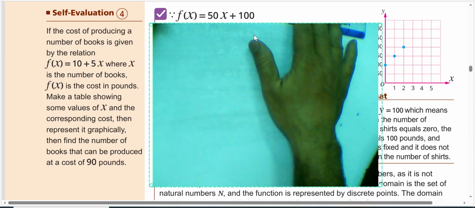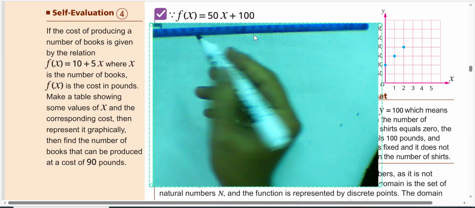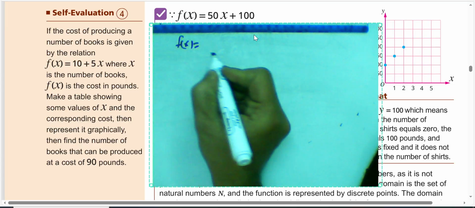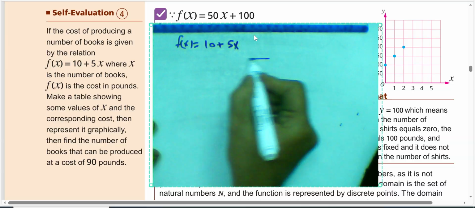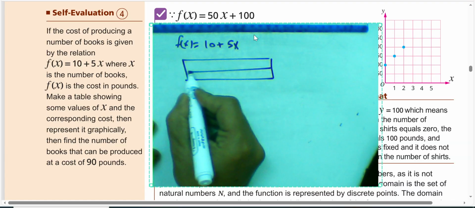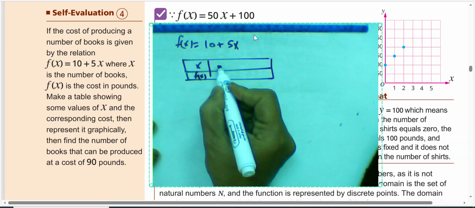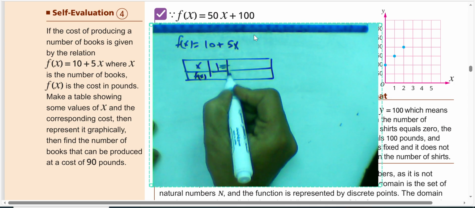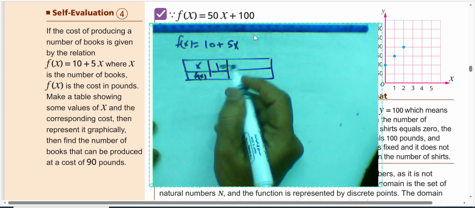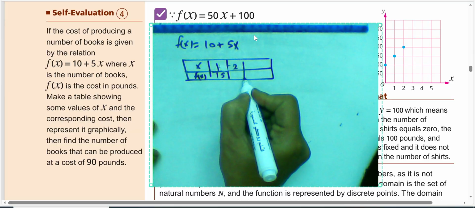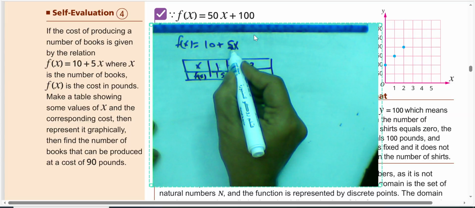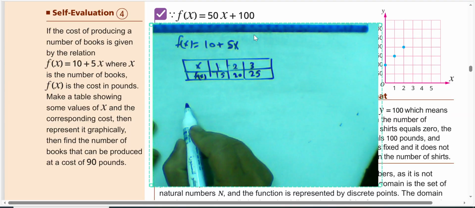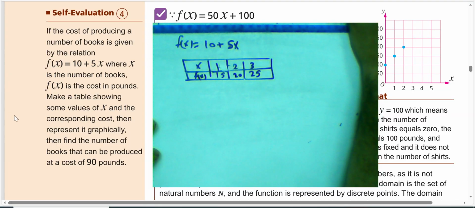Okay, we have the function for question number 4. We have f of x equals 10 plus 5x. I will draw the table here to find the image, x and f of x. Put x equal 1. 5 times 1 equals 5. 5 plus 10 equals 15. Put x equal 2. 2 times 5 is 10. 10 plus 10 equals 20. Put 3. 3 times 5 equals 15. 15 plus 10 equals 25. Then we find the corresponding cost, and then represent it graphically.